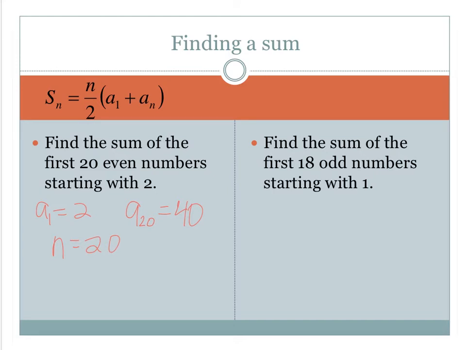All right, do we have an answer? Yes? Your AN in this case is the 40, because that is the last term we're interested in adding up. So my sum for the 20 terms, we say S20 for the sum of 20 numbers is 20 divided by 2, right? N over 2 times A1 plus AN, which is 10 times 42, which is 420.